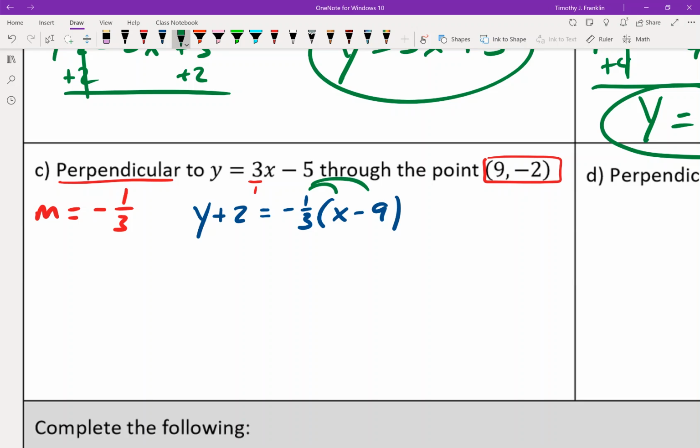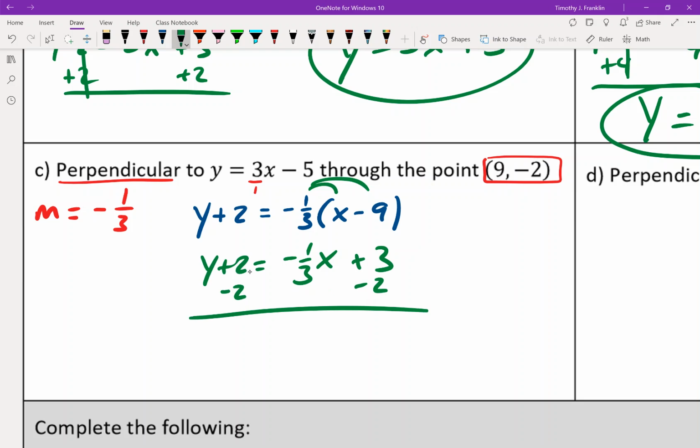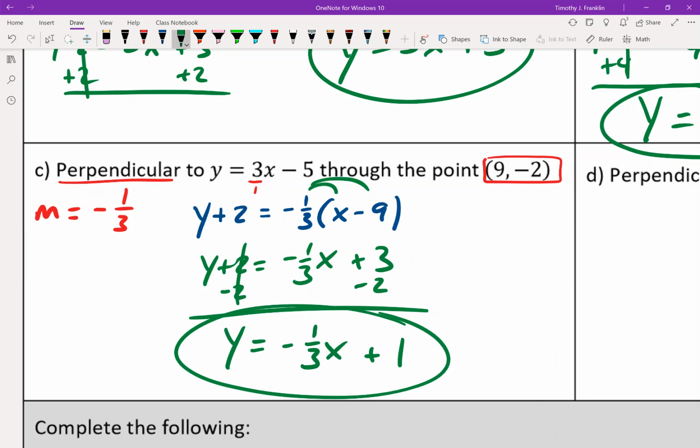So distributing the negative 1/3, negative 1/3 x plus 3. 9 times negative 1/3, or negative 9 times negative 1/3, is positive 3. And then we'll subtract 2 to finish the problem. So y equals negative 1/3 x plus 1. 3 plus negative 2, or 3 minus 2, is plus 1.